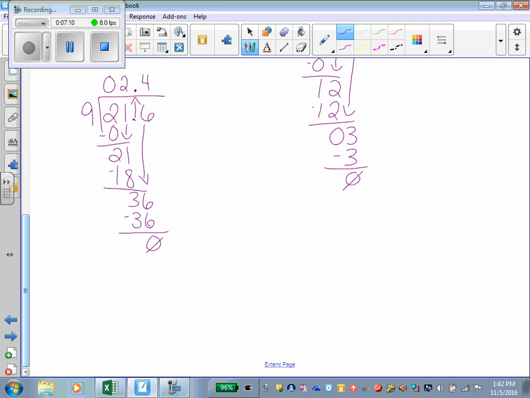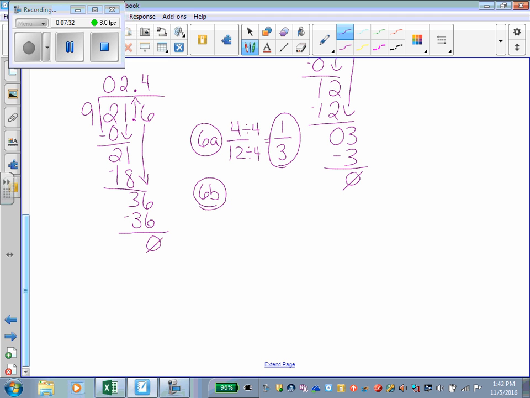Alright, for 6a, I wanted you to simplify this fraction. So what number can go into both 4 and 12 evenly? 4 can go into 4, and 4 can go into 12. So 4 divided by 4 is 1. 12 divided by 4 is 3.